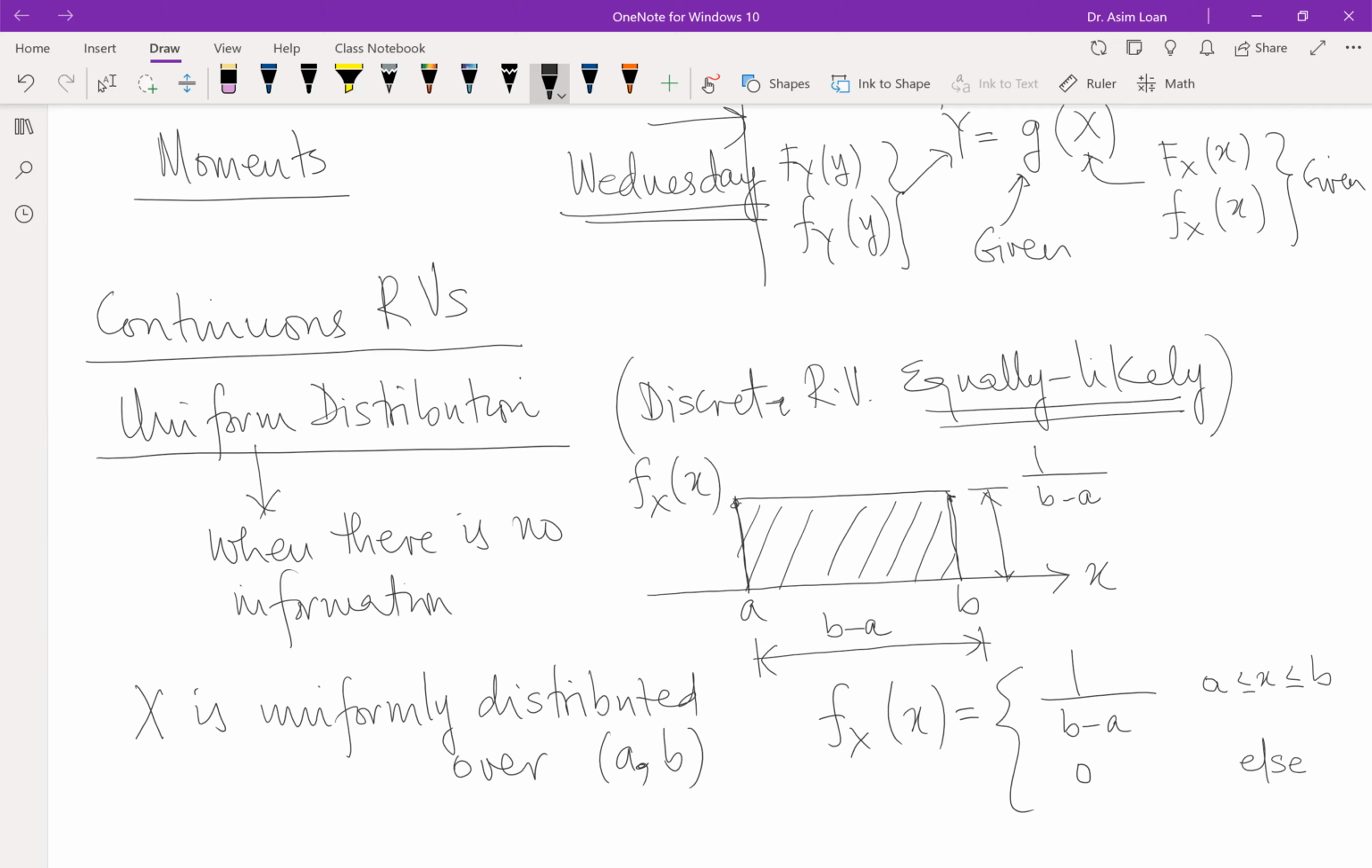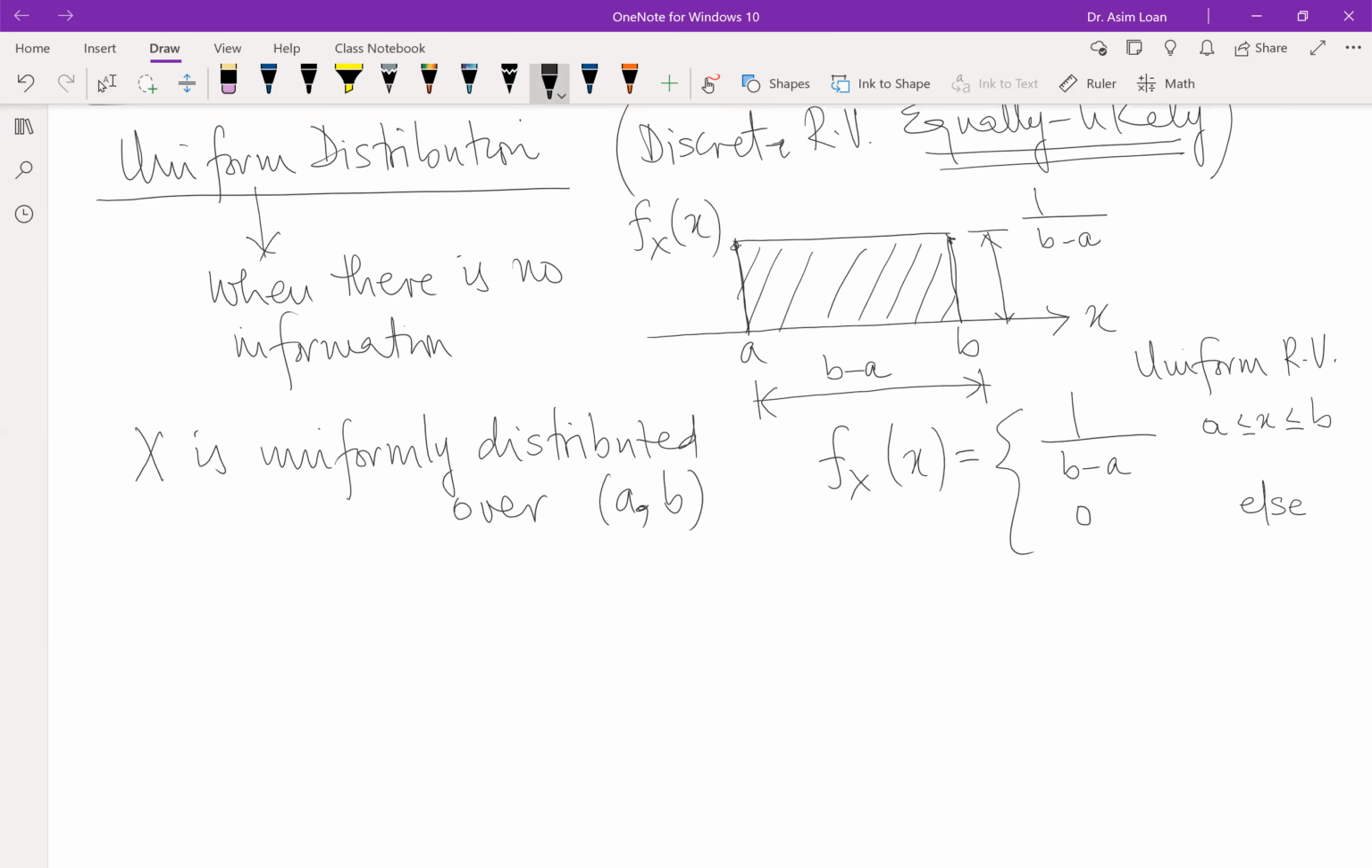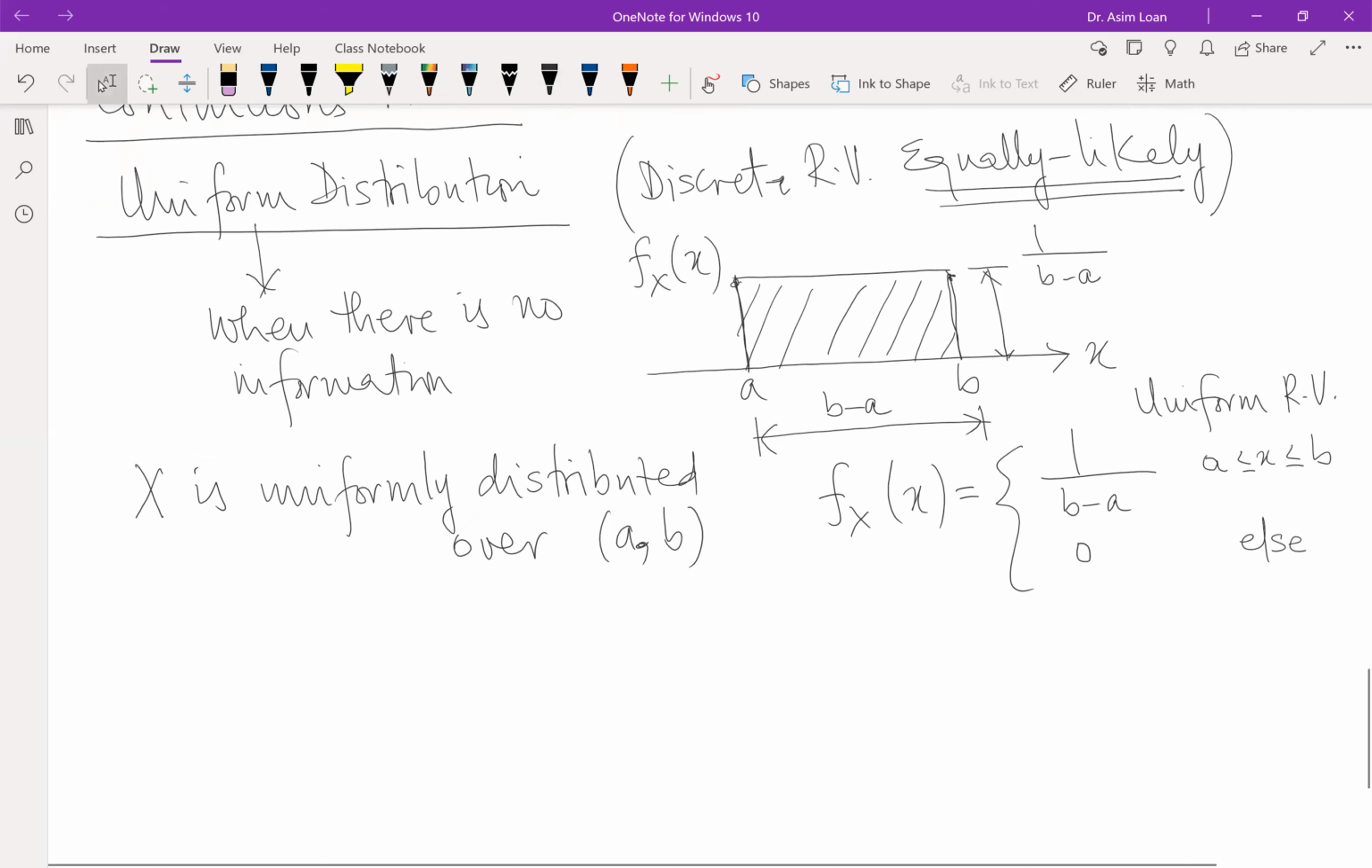Yeah, so this is how you define the PDF, or this is how you define a uniform random variable. So again, remember, whenever you have no information about the experiment, this is the worst case, you assume that this is uniformly distributed. Okay. It's very simple. This random variable is the easiest to compute actually. The next random variable, which is the most popular one, is the normal or Gaussian random variable.